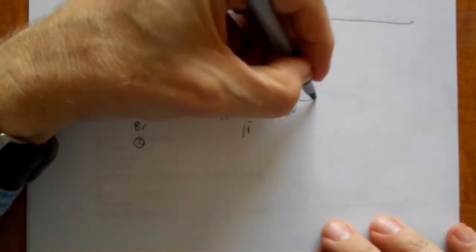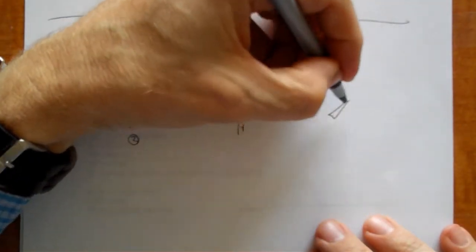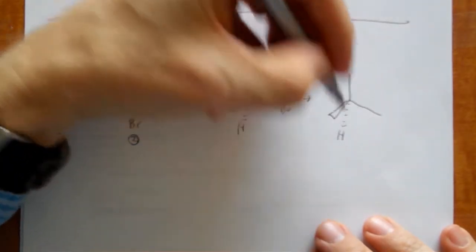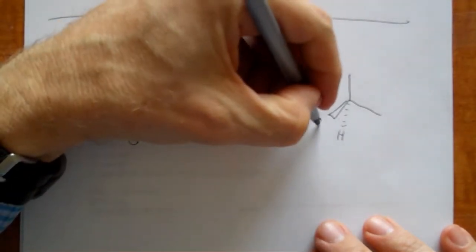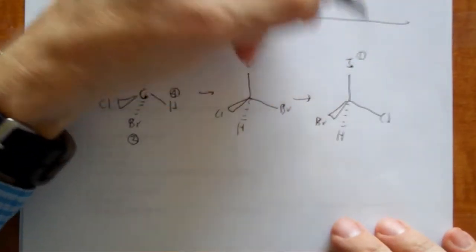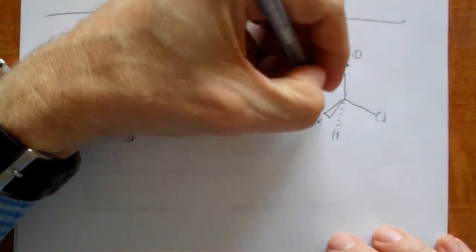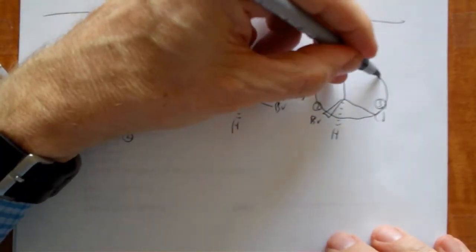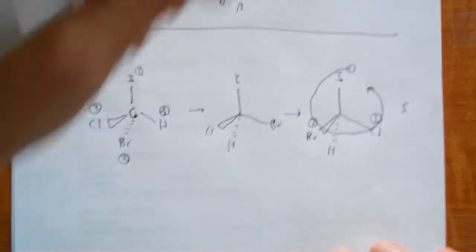I've got to do 2 switches to make it the same absolute configuration. So hydrogen still needs to be in the back. Let's put bromine over here and chlorine over here and iodine. So iodine's priority 1, 2, and 3. Then we draw our arc. 1, 2, 3. It's counterclockwise again, so this is S.